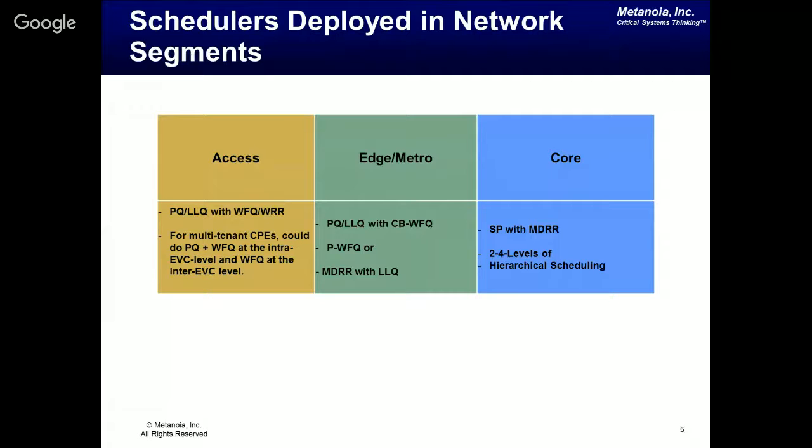And finally, when you come to the core, you can do strict priority with modified DRR, or you can have 2 to 4 levels of hierarchical scheduling, where at each level, the scheduler could be one of the many schedulers that we've discussed earlier. So these are the most commonly implemented mechanisms in these 3 network segments. And as you can see, they differ widely based on the requirements of the network segment and the kind of applications that we are using there.